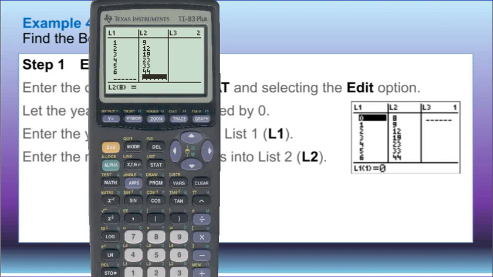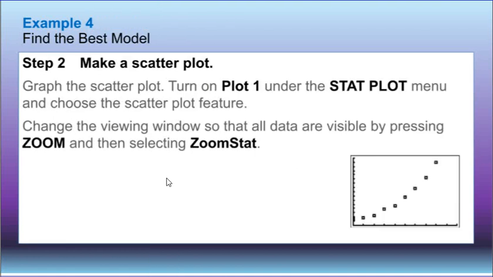Once you have the data entered into your calculator, we're going to make a scatter plot. To do that, we need to turn plot 1 on under the stat plot menu and choose the scatter plot feature. Then we're just going to hit zoom and then zoom stat to show it.